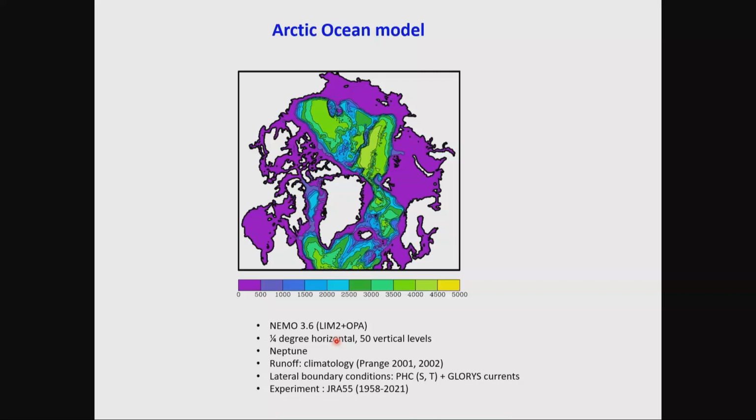The river runoff is prescribed using a climatology. Lateral boundary conditions are ocean temperature, salinity, and ocean currents from GLORYS. Atmospheric surface forcing is JRA-55. We ran the model from 1958 to 2021.